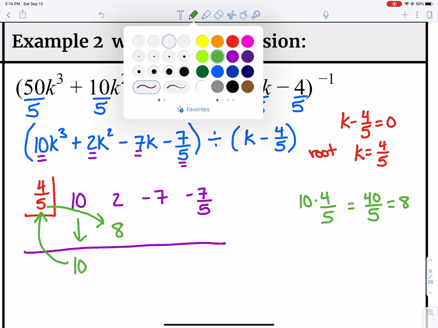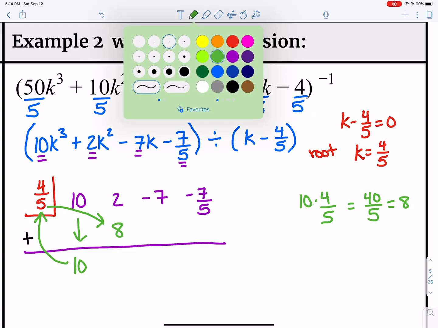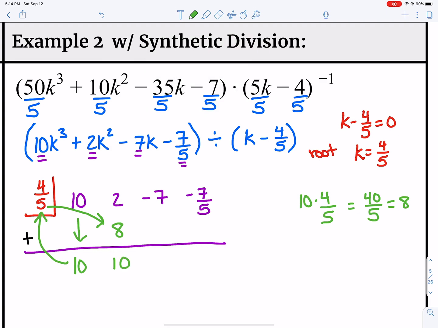And then we add those together. So 2 plus 8 would just give us another 10. Well, we know 10 times 4/5 is 8 already, so let's write that under the next one. So just so you saw what happened there, I said 10 times 4/5, but I already knew it was 8, but I want to place it underneath the next number, which was -7. And then we add -7 plus 8, which is 1. And then we do it again.